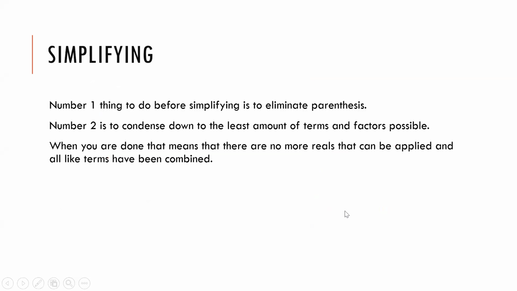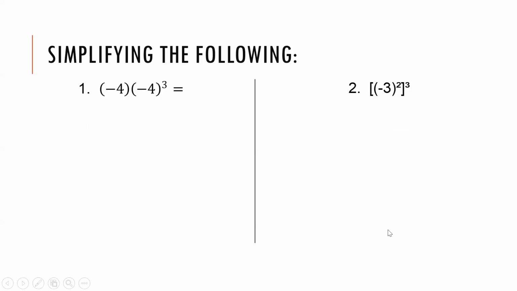To start off, just want to clarify something on simplifying. When you're simplifying, you want to eliminate parentheses before you start. So distribute if you need to distribute. Number 2, the goal of simplifying is to condense the number of terms and or factors that you have, right? Make it as small as possible, combine what I can. You are not done until everything has been combined and all laws have been applied, okay? We're going to start off with the basics.